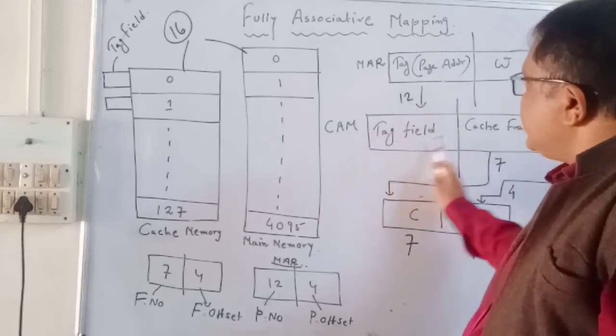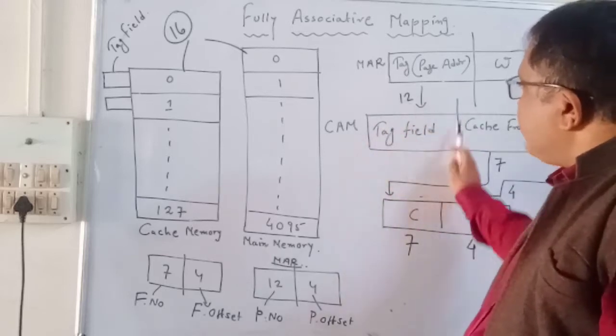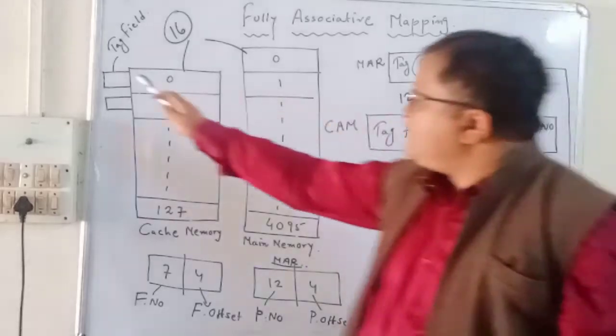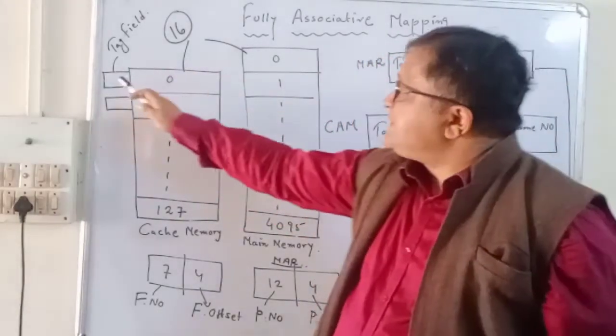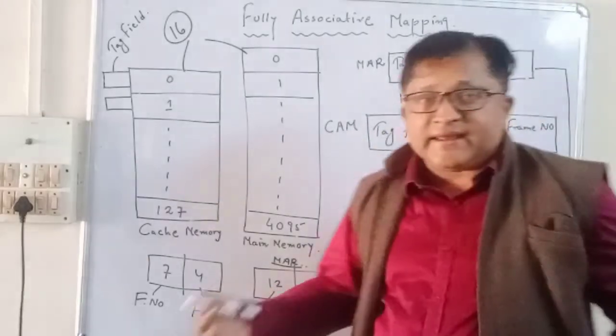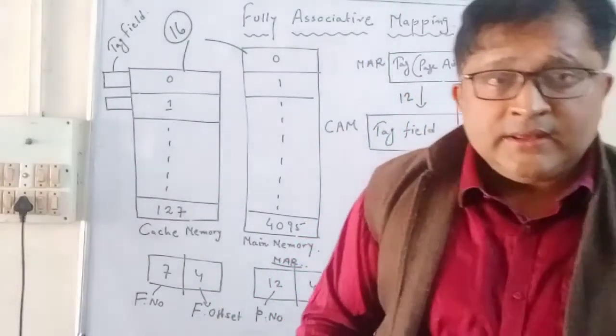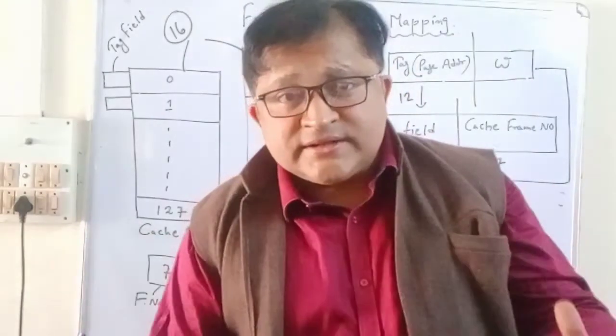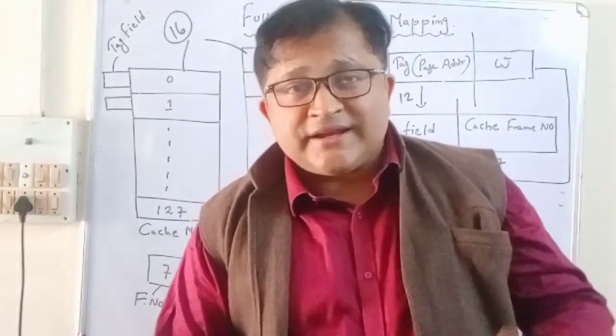That page number is being searched here. In the CAM stack field that is containing the page number, that page number is being searched here in the tag field. Now the searching here in the CAM is a parallel searching. That means all the locations are being searched simultaneously, or at a time.